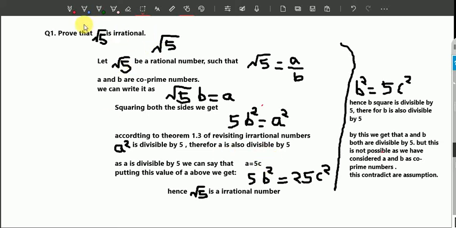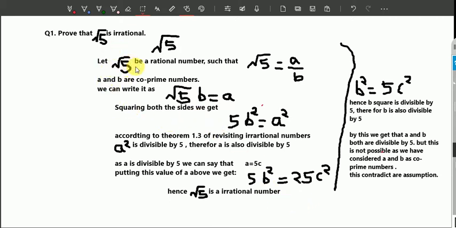Now, this is a question from your previous exercise 1.3. Today we will study exercise number 1.4, but first, the first question from exercise 1.3: how to prove that root 5 is irrational? I've just proved this out. You can go through this.